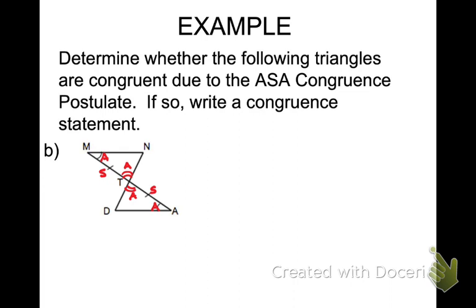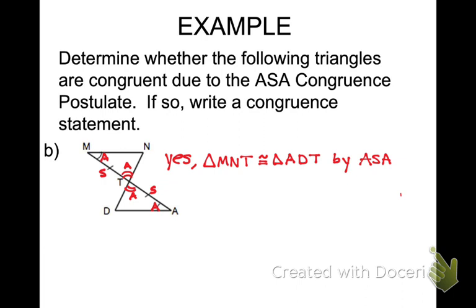So yeah, so is your side included between the two angles? Yes, it is. So yes, I'm going to go triangle MNT is congruent to, now in this case, M would match up with A, N with D, and T with T, because they're vertical angles, by angle, side, angle.